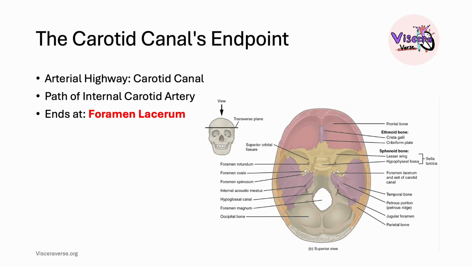Finally, let's talk about the arterial supply. In the previous video, we talked about the carotid canal and the carotid artery. And we said that the internal carotid artery travels through a tunnel in the temporal bone called the carotid canal. Its journey inside the bone ends right here at the foramen lacerum. This is a key landmark that will pick up the story of where the artery goes in future videos, but for now, remember that it's the exit point from the petrous bone.